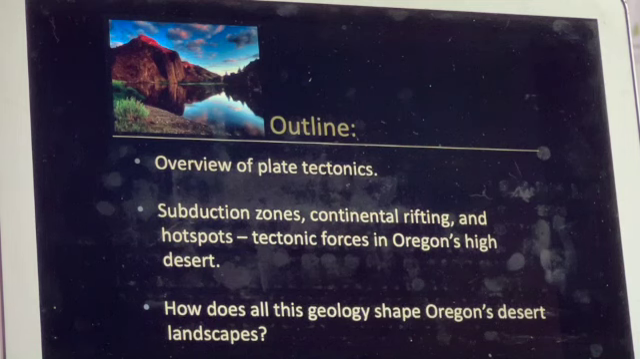All right, so an outline of this talk. We're going to be bouncing back and forth between plate tectonics and what that means for Oregon, and Central and Eastern Oregon in particular. During that process, we'll look at subduction zones, continental rifting, hot spots. These are the tectonic forces that have really shaped Oregon. And then after that, we'll take a look through photos, unfortunately quite small, of how all this geology shapes Oregon's desert landscapes. And then there will be a test after that.